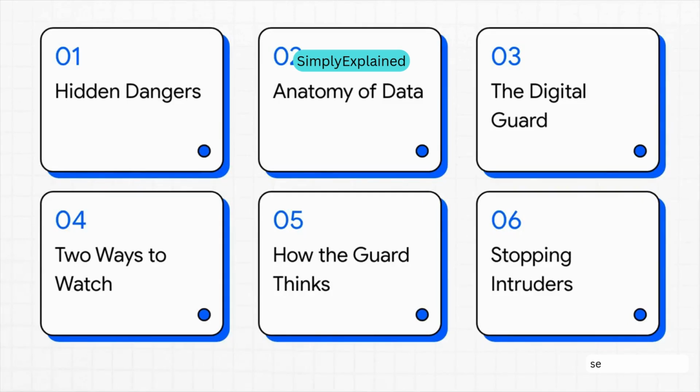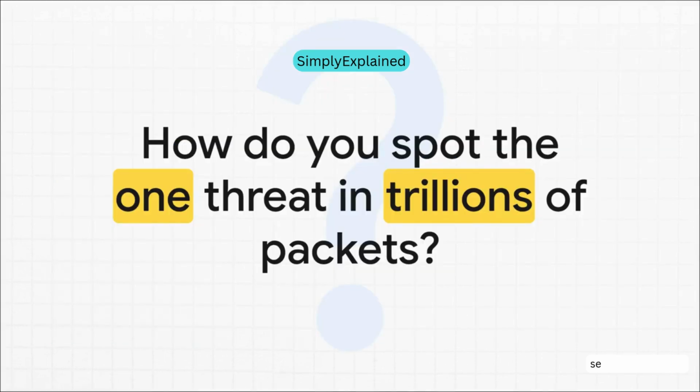So here's our game plan. We're going to start with the dangers lurking in all that network traffic, and then break down the anatomy of data itself. Then we'll meet our digital guard, see the two main ways it can watch the network, figure out how it thinks, and finally, see how it actually stops the bad guys. And really, this is the central challenge, isn't it? In a world flooded with an unimaginable volume of traffic, how does any system possibly find that one malicious signal in all that noise? This is the exact problem a network-based IDPS is built to solve.